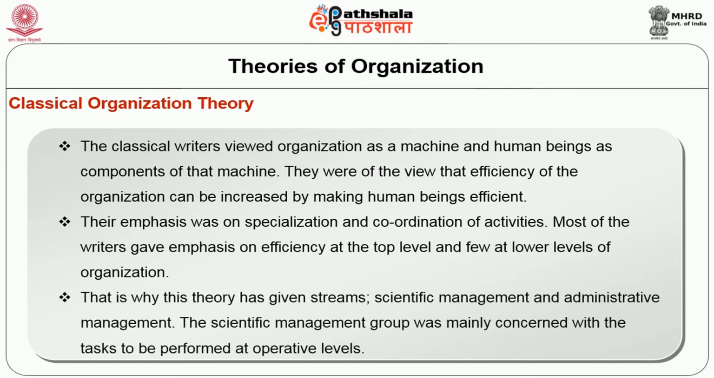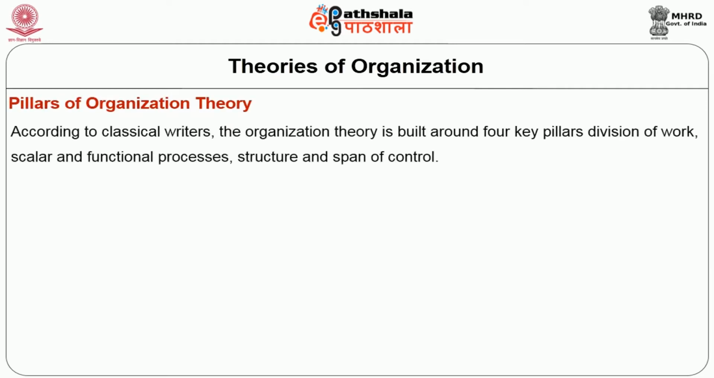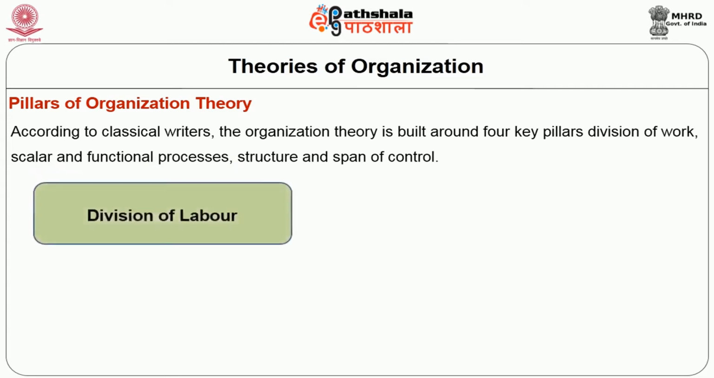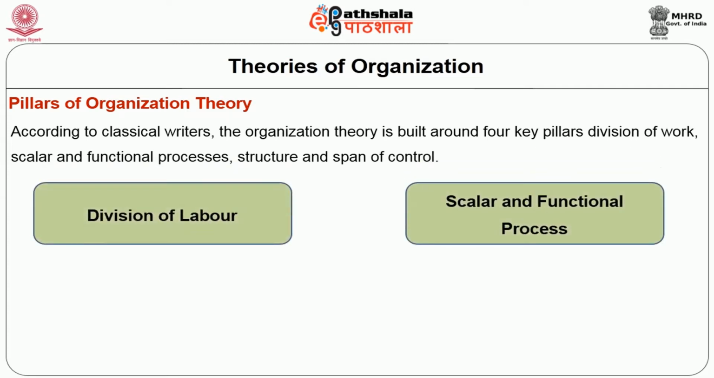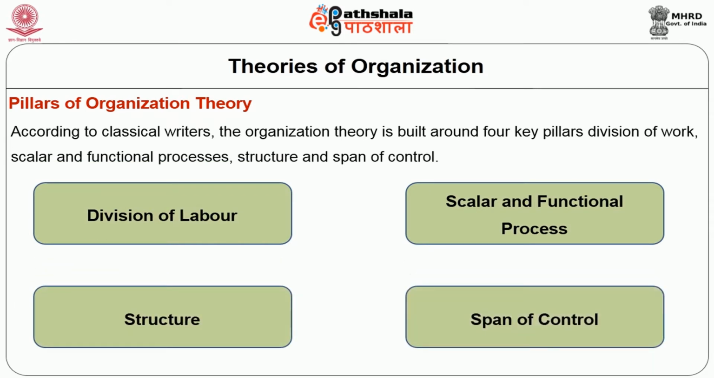That is why this theory has two streams: scientific management and administrative management. The scientific management group was mainly concerned with the task to be performed at operative levels. According to classical writers, the organization theory is built around 4 key pillars: division of the work, scalar and functional processes, structure and span of control. The divisions are the division of labor, scalar and functional processes, structure, span of control.